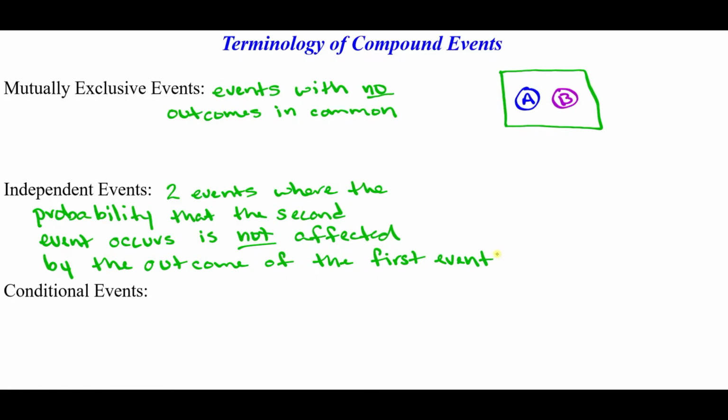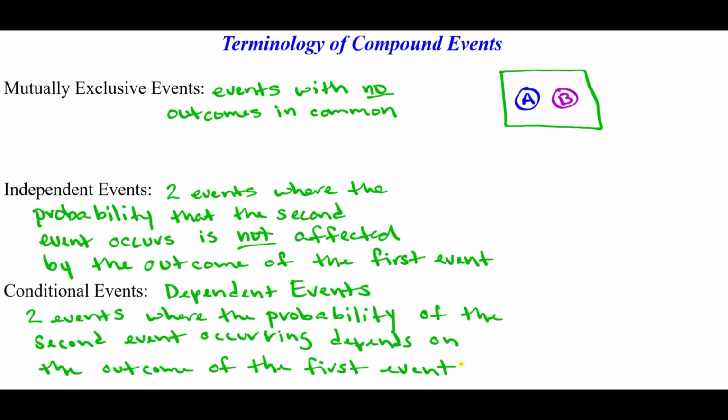So next we have independent events, which are 2 events where the probability that the second event occurs is not affected by the outcome of the first event. So for example, if you're tossing a coin, you toss that coin and it comes up heads the first time. The next time you toss the coin, it's still a 50% probability that you get heads again. So those are independent events. If you're rolling a die and the first time you roll a 4, the probability that you get a 4 the next time is still 1/6. So the events are independent. The outcome of the first event doesn't change the probability of any of your second events occurring.